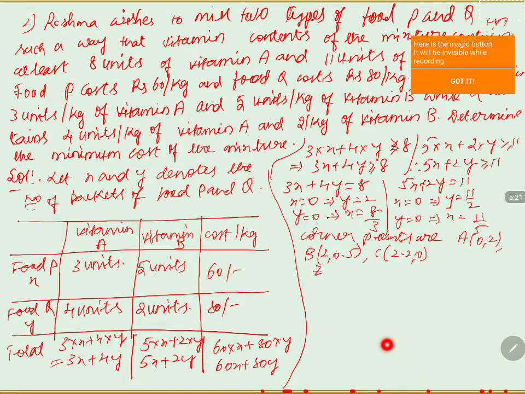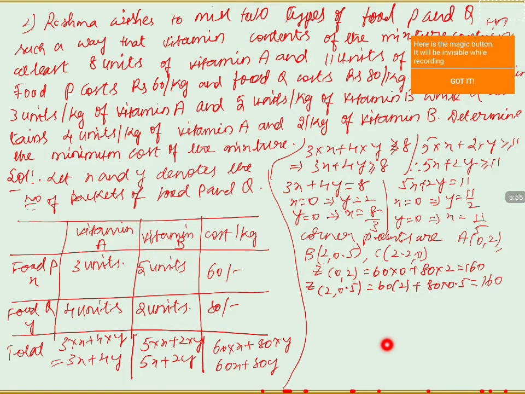So Z at (0, 2) is equal to 60 into 0 plus 80 into 2, which is 160. While Z at (2, 0.5), it becomes 60 into 2 plus 80 into 0.5, that is 160. In both the cases, we get 160.